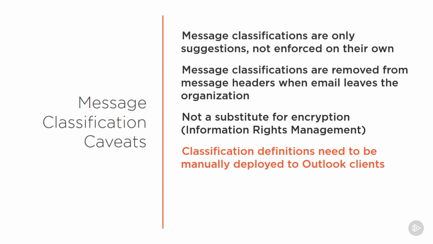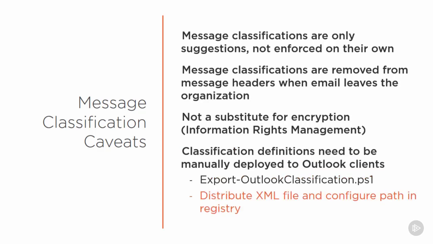Finally, the classification definitions need to be manually deployed to Outlook clients. Outlook on the web users get to use them without any extra work, but Outlook clients need the classifications exported to an XML file using a script that Microsoft provides, and then distributed to each computer, probably using group policy or a logon script, and configuring a registry path to point to the location of the file. It's a bit cumbersome, and of course, you'll need to redistribute the file anytime the classifications change.